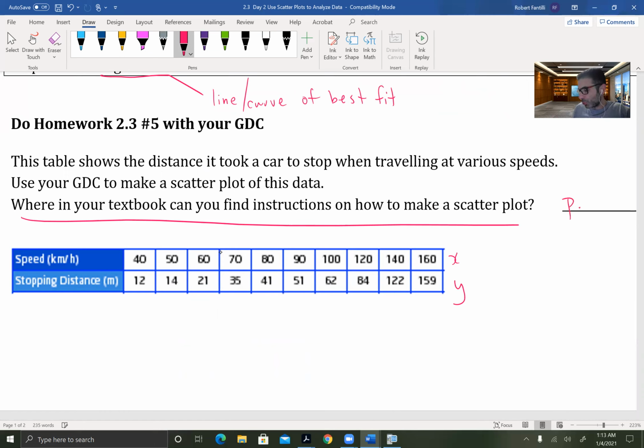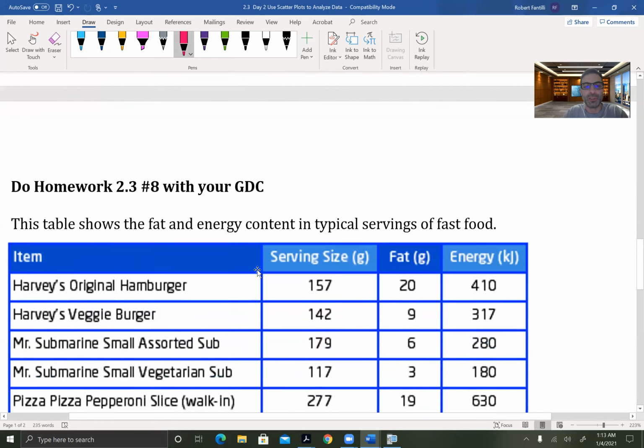Just a double check, page 535. Pages 535 and 536 go over how to do the scatter plot and then how to create the line of best fit, all with your calculator. But page 535 is what you need to know for now.